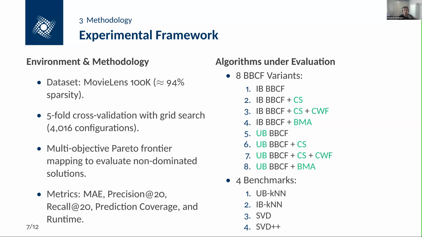So on the right, we can see the variants we tested. The modifications employed in each variant are shown in green. The first one is the canonical implementation of BBCF. And these variants were tested against 4 global baselines: standard versions of the KNN, SVD, and SVD++, which are matrix factorization models for recommender systems. And here's what we found out.